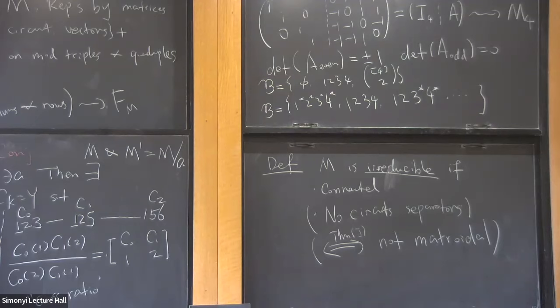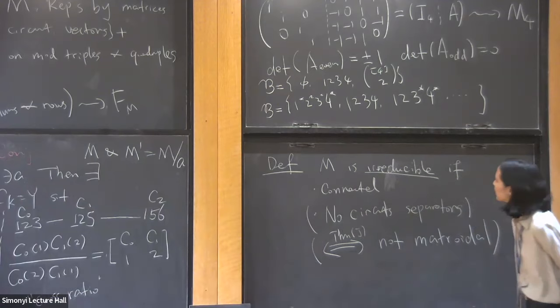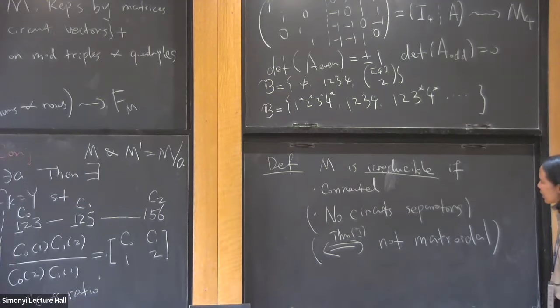Is this related to the polytope being full dimensional? Which part? Being irreducible. I don't know, but there are some more characteristics of being irreducible. You are actually able to exclude some small minors of it. We can talk about it later on.